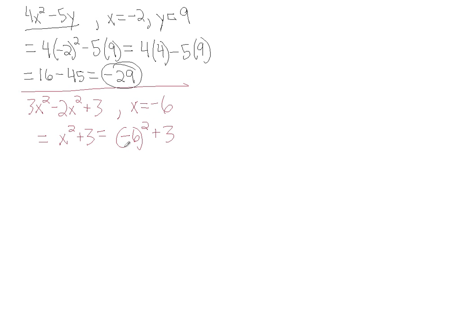We take care of exponents before addition in the order of operations. So minus 6 times itself is a positive 36. We're always going to get a positive when we're squaring a term. Then we still have our plus 3. 36 plus 3 is 39. The value of our expression is positive 39 when x is minus 6.